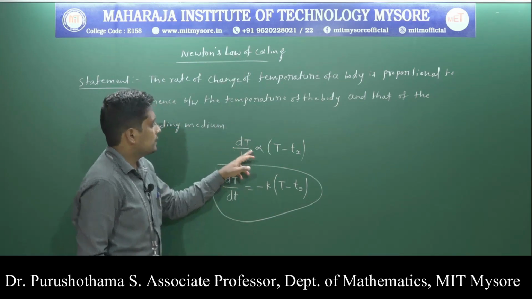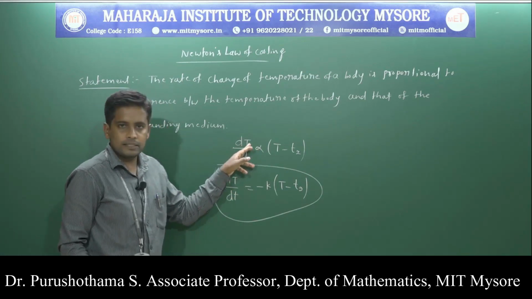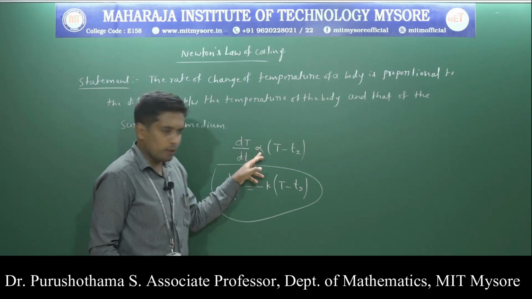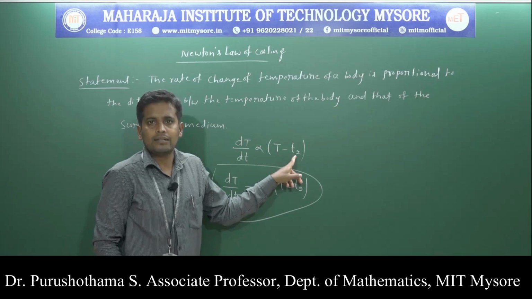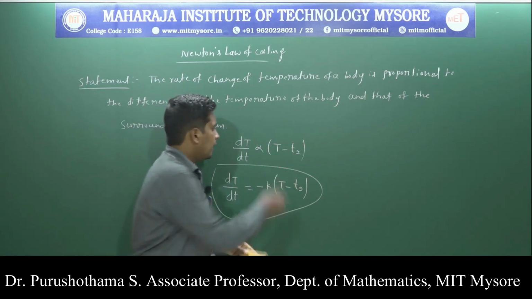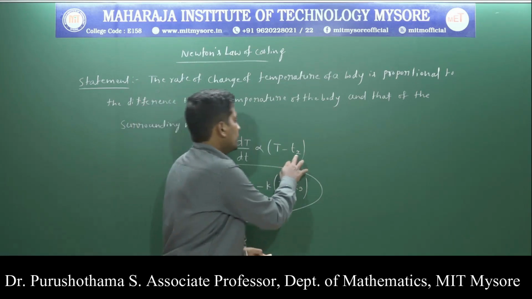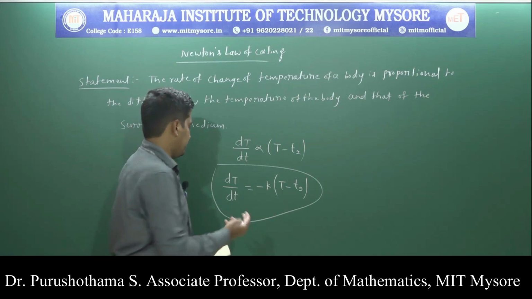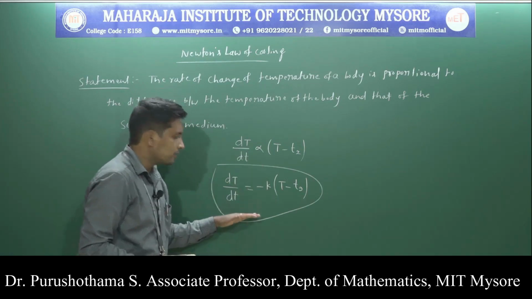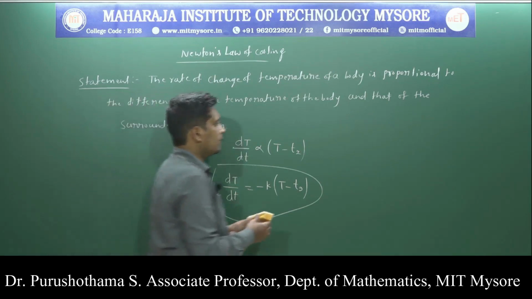So, this is the symbolic representation of the statement: the rate of change of temperature with respect to time is proportional to the difference between the temperature of the body and the surrounding medium. Here capital T denotes the temperature of the body at any time, and T2 denotes the surrounding temperature or air temperature. This is the differential equation expression for Newton's law of cooling.